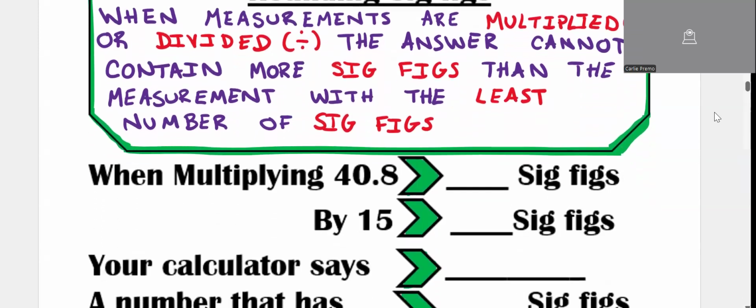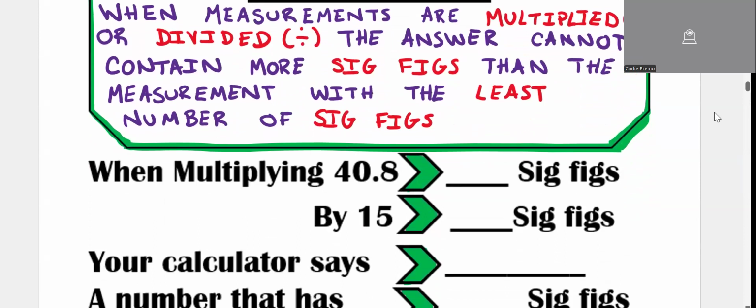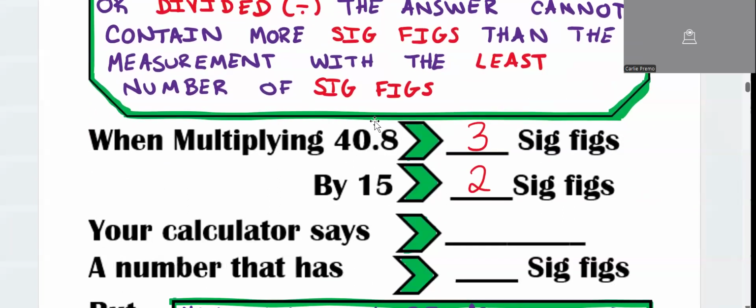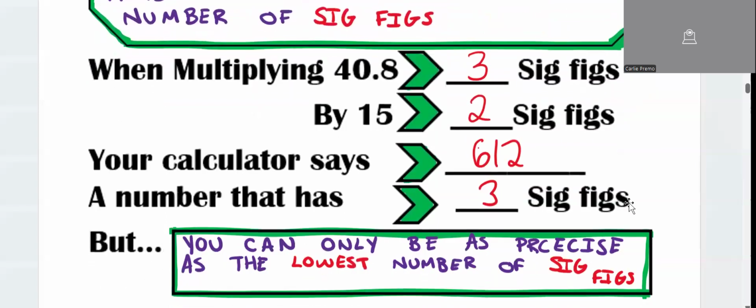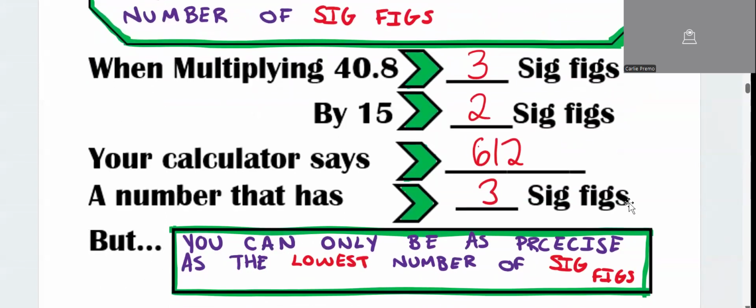So when we're looking at our numbers here, we have 40.8. That should read to us as being 3 sig figs. 15 is going to read as 2 sig figs. I typed it in the calculator. The calculator does not care about sig figs. It's going to tell me the answer is 612, which is 3 sig figs. But as I said, you can only be as precise as the lowest number of sig figs, which, as we've determined here, is 2.